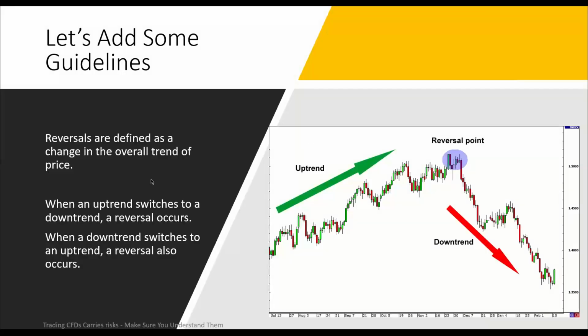So reversals are defined as a change in the overall trend of price. When an uptrend switches to a downtrend, a reversal occurs. When a downtrend switches to an uptrend, a reversal occurs. So here's the perfect example.